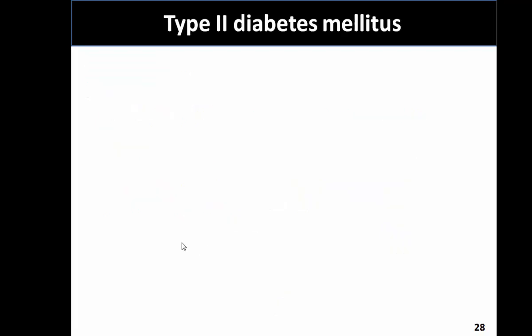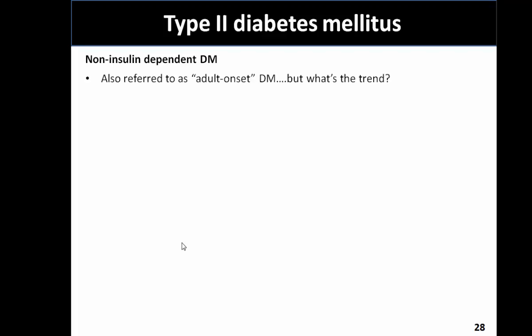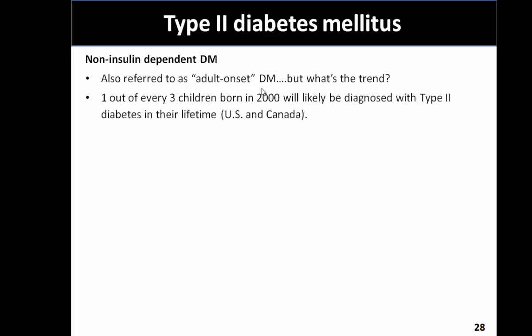Now, the most common type of diabetes mellitus, 9 out of 10 Canadians so afflicted, is what's referred to as type 2. The older term used to be non-insulin dependent diabetes mellitus, but that term is no longer used. It also used to be referred to as adult onset diabetes mellitus, but in the last 20 years, we're seeing younger and younger people, children, developing this type of diabetes mellitus.